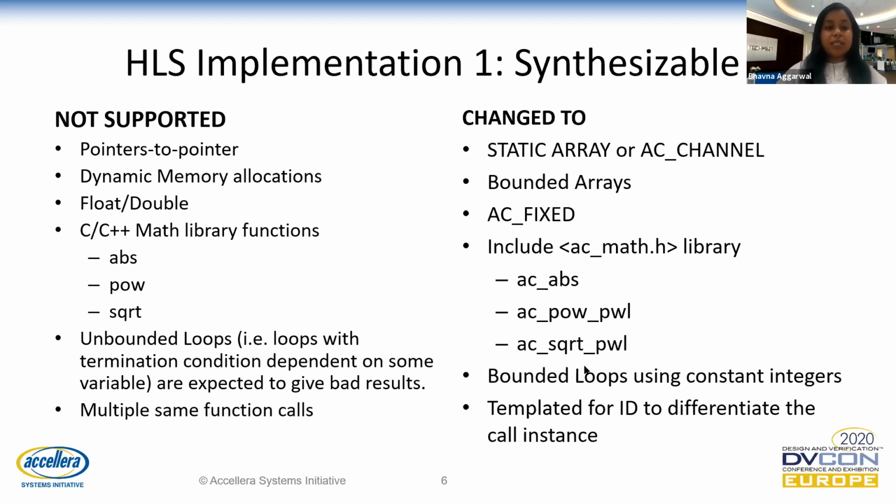Unbounded loops, that is, loops with a termination condition dependent on some variable, are expected to give bad results. Such loops were bounded using constant integers. Multiple calls to the same function need to be distinguished using a template ID. This will translate to multiple instances of the same submodules.